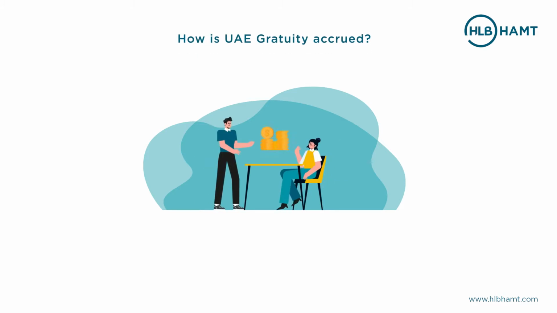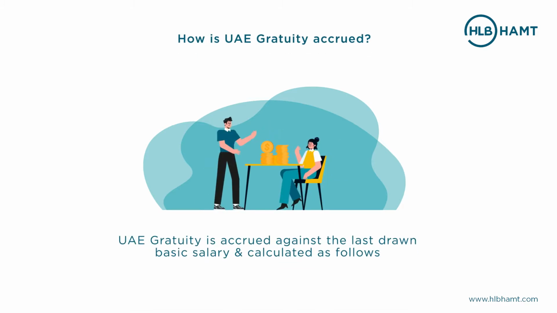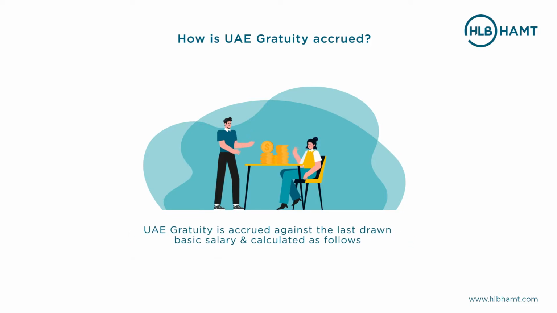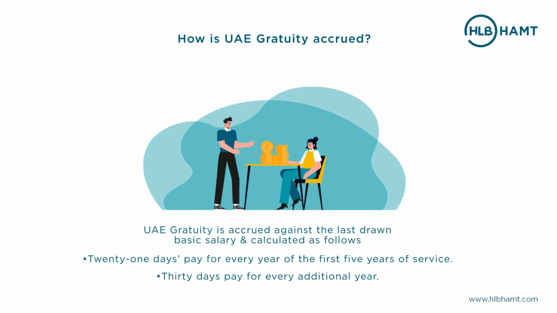How is UAE gratuity accrued? UAE gratuity is accrued against the last drawn basic salary and calculated as follows. 21 days pay for every year of the first 5 years of service. 30 days pay for every additional year.